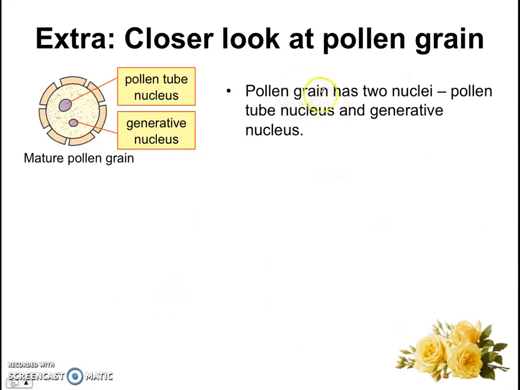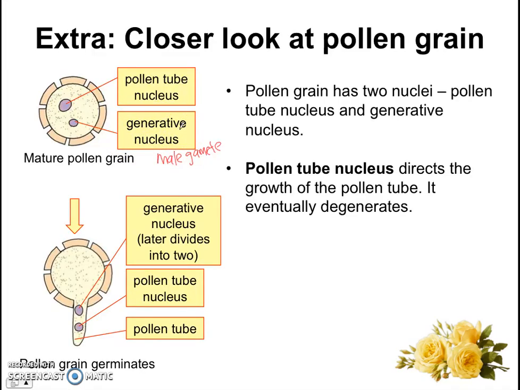So remember that the pollen grain had two nuclei, right? There was a pollen tube nucleus and a generative nucleus, which I called the male gamete, the one that will actually fuse with the nucleus of the egg. Now what happens is that the pollen tube nucleus is kind of self-sacrificial. The pollen tube nucleus is the one that directs the growth of the pollen tube. So it's the one leading the way and in a sense causing the pollen tube to grow.